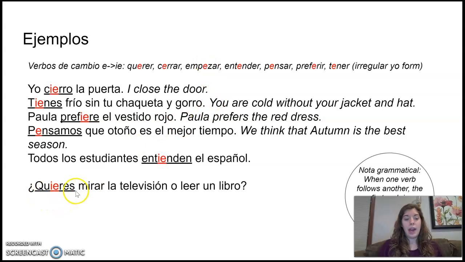Abajo dice, ¿quieres mirar la televisión o leer un libro? Here you can see the stem change in the verb querer. It changes for the tú subject. Notice we have other verbs in this sentence, mirar and leer. When one verb follows another, the first verb is conjugated and the second stays in its infinitive form. Do you want to watch or to read a book? So here we leave mirar and leer in the infinitive form. That means they have their original AR, ER, or IR ending.